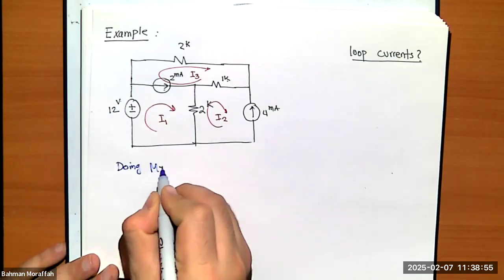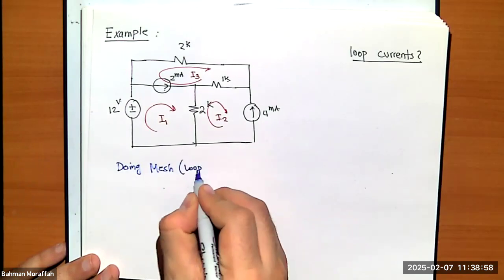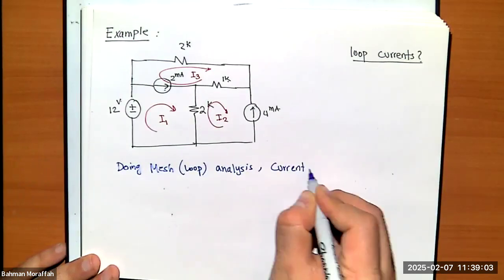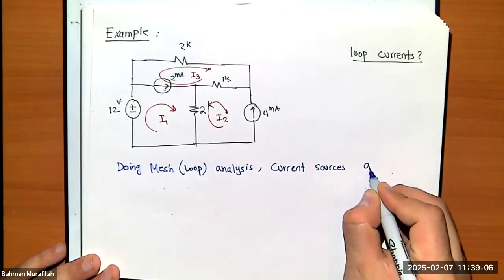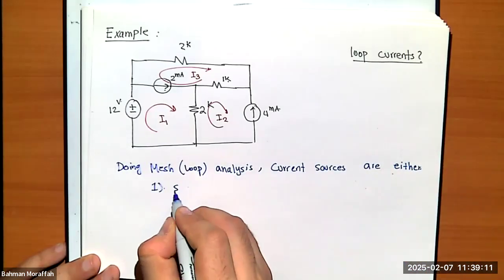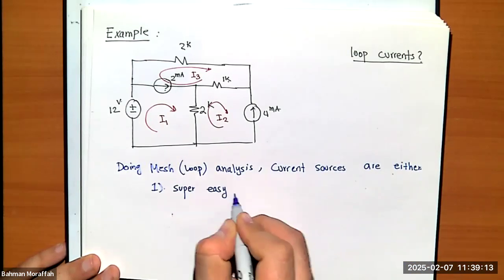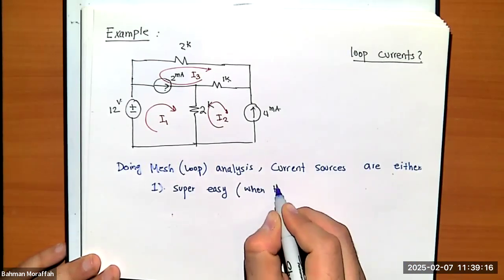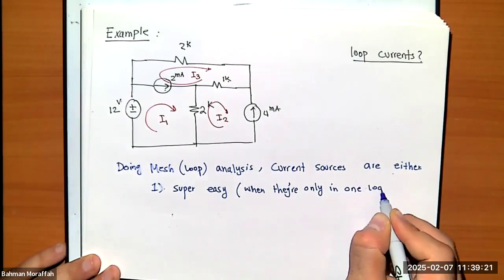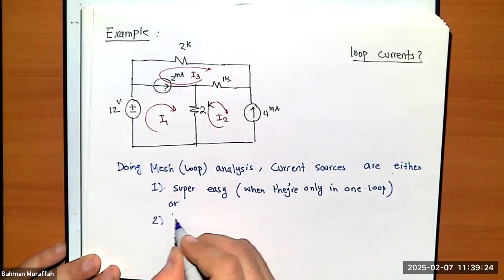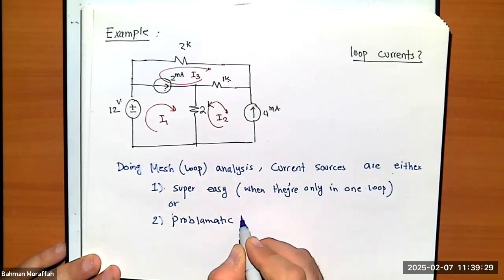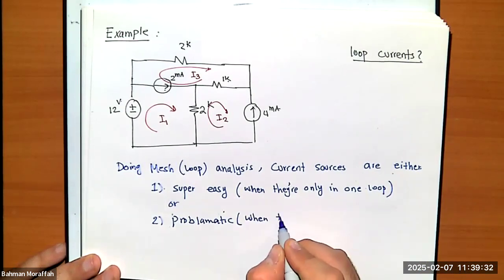Doing mesh analysis, current sources are either one, super easy, and that's when they're only in one loop, or they're problematic, and that's when they're shared between two loops.